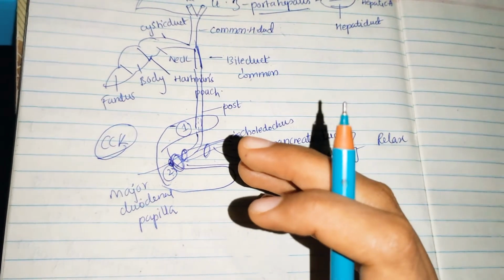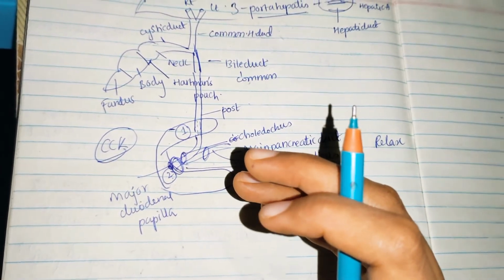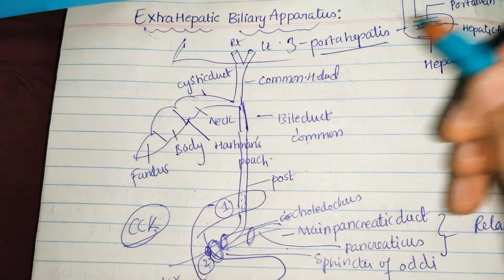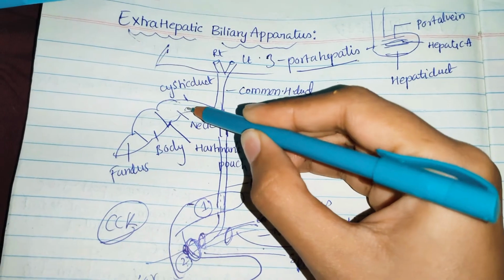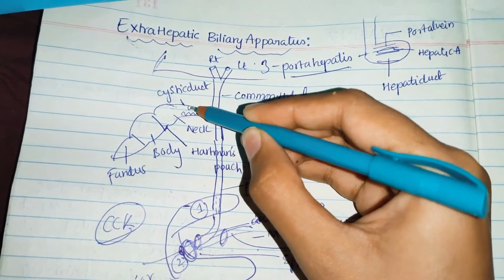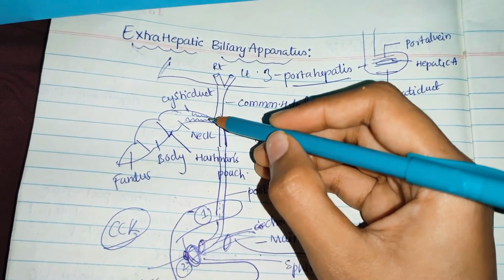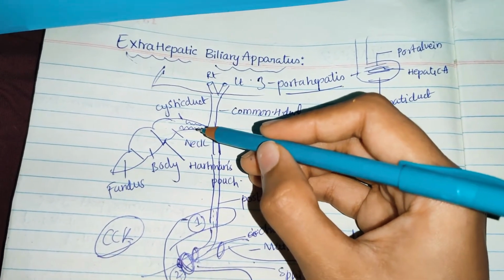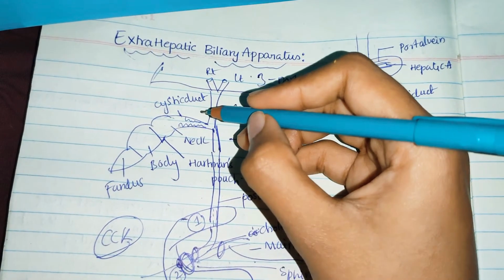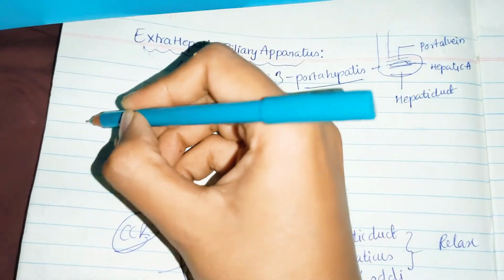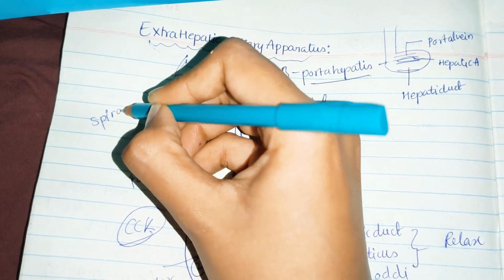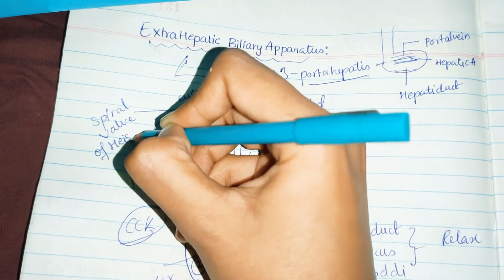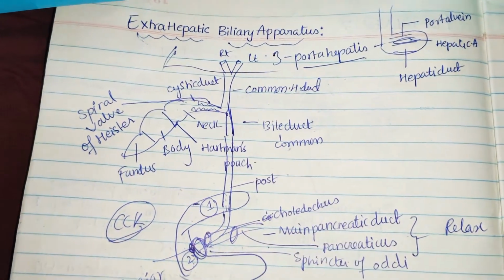Now let us include some of the important points which need to be discussed over here. Actually, in the cystic duct there is a spiral course of the mucous membrane. It forms 5 to 12 crescentic folds which are arranged spirally, and they are called the spiral valve of Heister. Okay, so what is this called? Spiral valve of Heister. This is also important in the cystic duct.